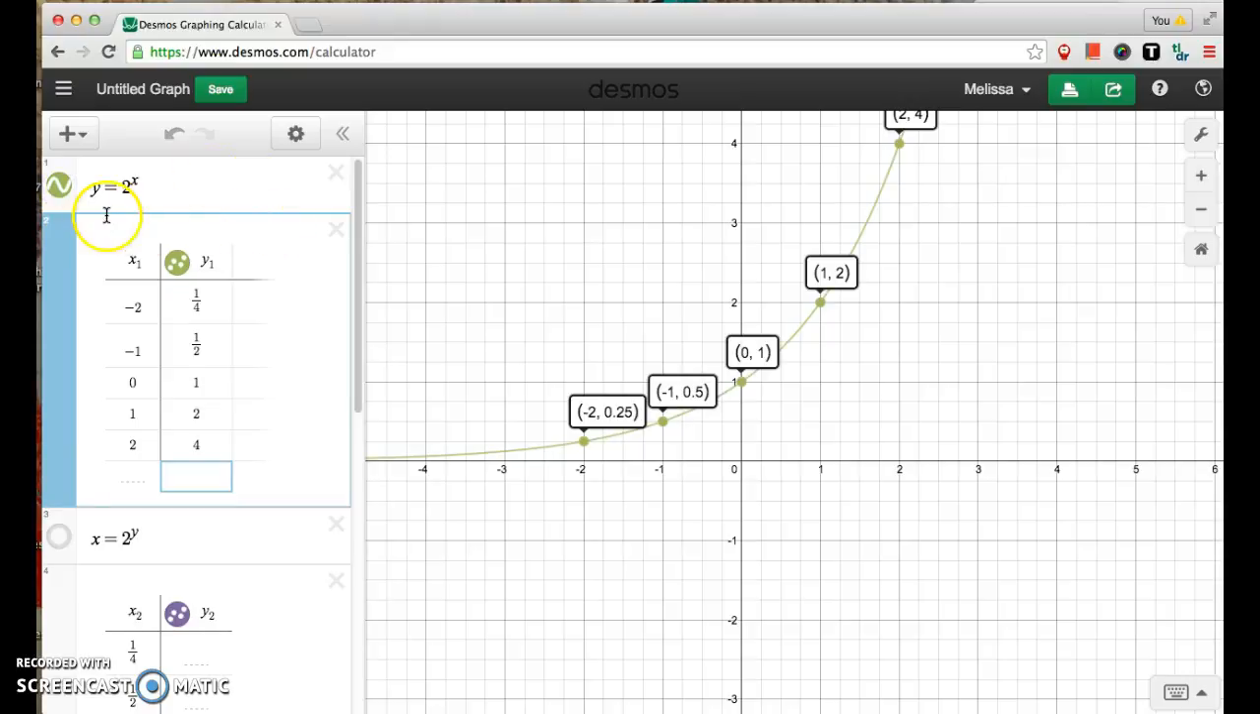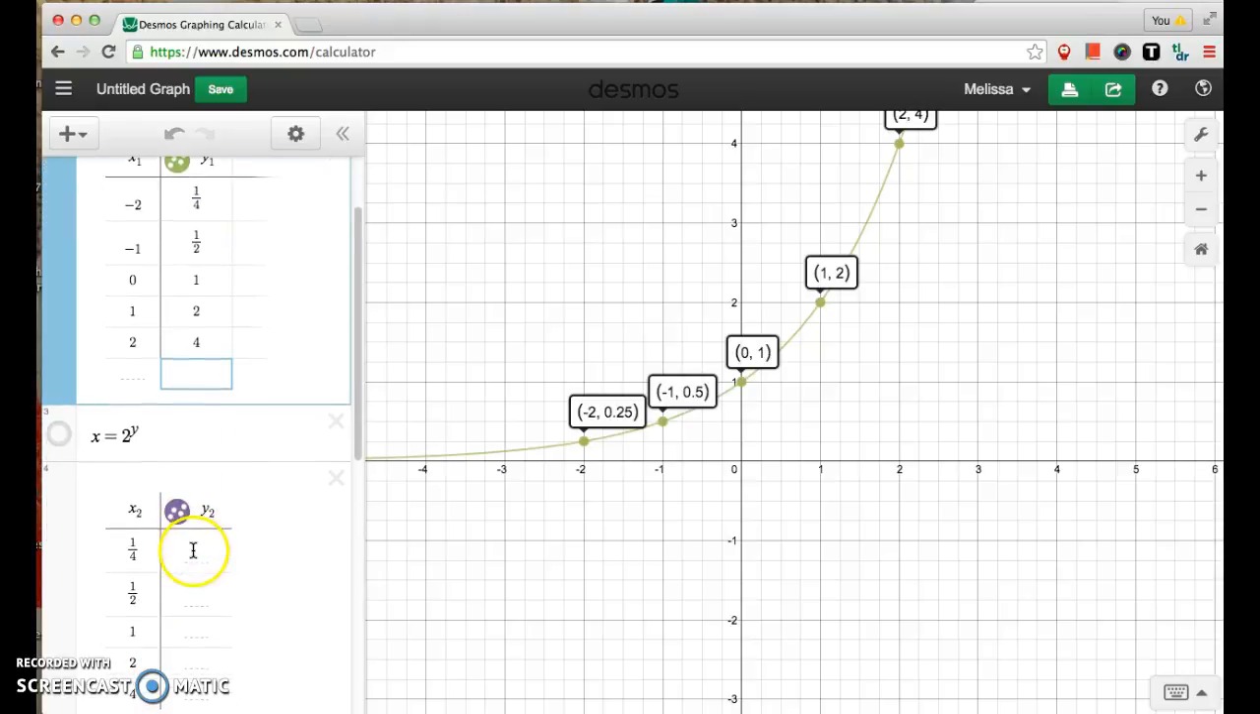Now let's find the inverse of that. Let's switch the x and the y here. So we're going to graph now x equals 2 to the y. Well, when we switch the x and the y in the equation, we are graphing the inverse. So in our table below, we will simply swap the x and the y coordinates.